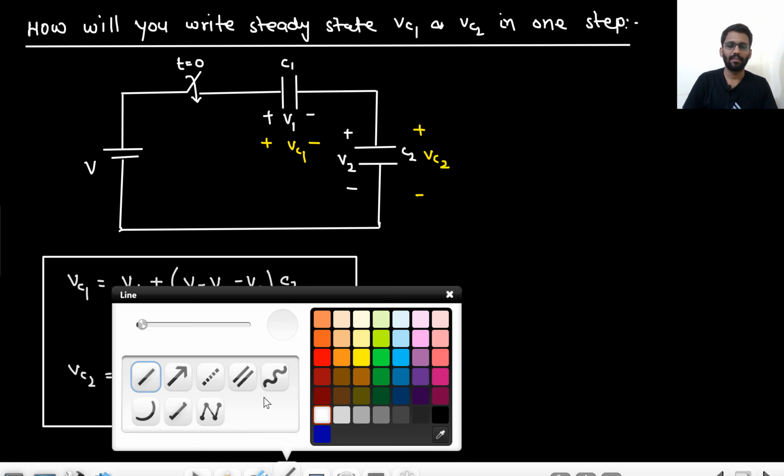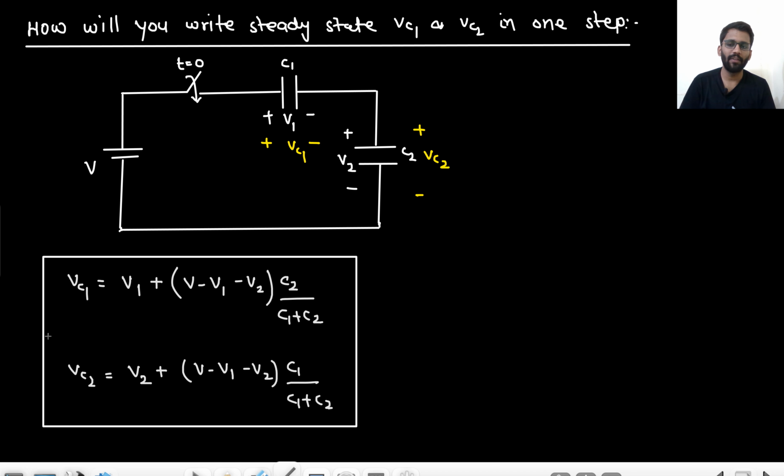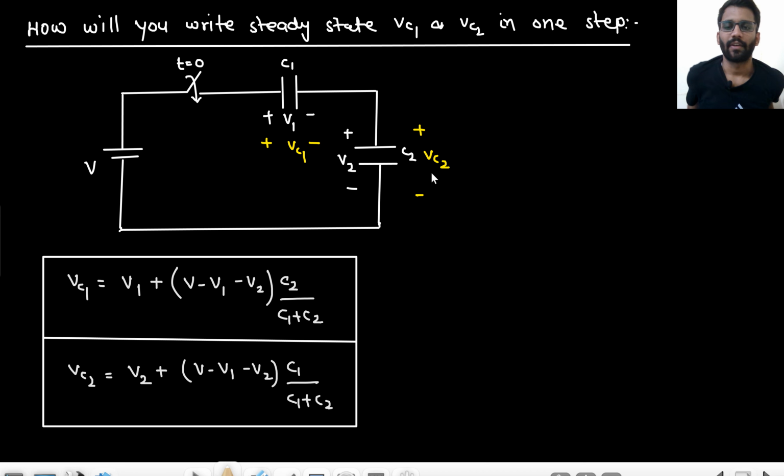That's it. Okay. And how did we reach the formula? In the interview, if they ask you how you are writing this formula, then you can tell them that if this is given delta V, this would be given C2 by C1 delta V, then you can just derive it and get to this answer. Okay. So this is VC1 and VC2 we are getting.